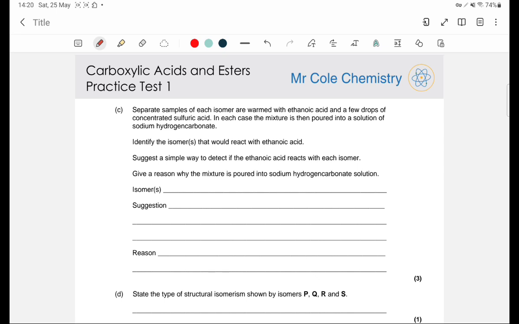To detect whether the reaction has occurred, the observation is a sweet-smelling liquid. Please note there will be acid catalyst left over at the end of the reaction, so you can't use pH or whether it reacts with carbonate as a way to tell whether or not there's any ethanoic acid left. Finally, the reason why the mixture is poured into the sodium hydrogen carbonate solution is that it will remove any excess acid, be that ethanoic acid or the acid catalyst.